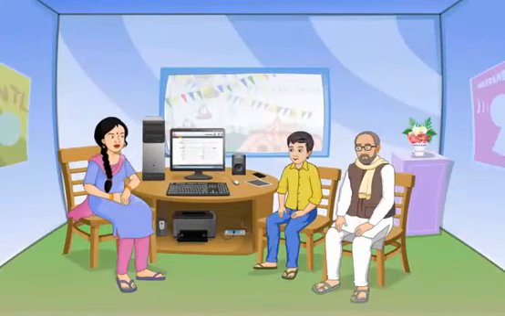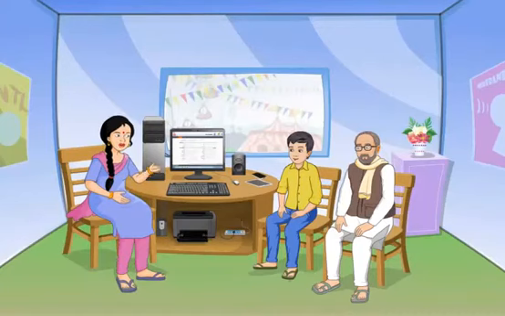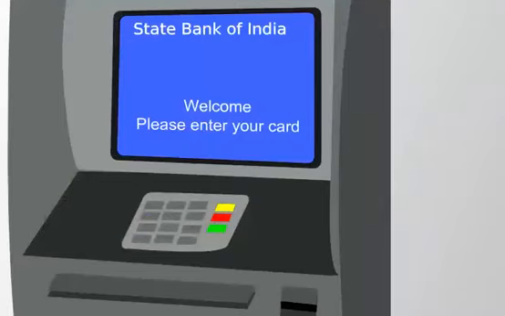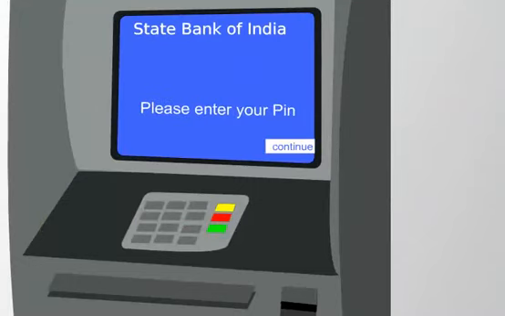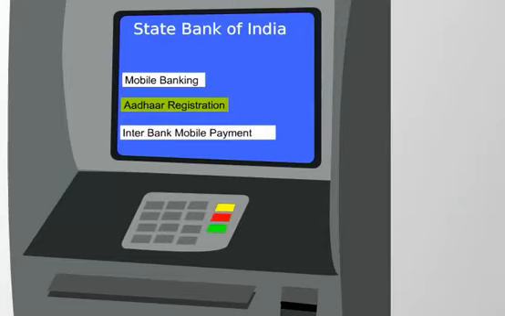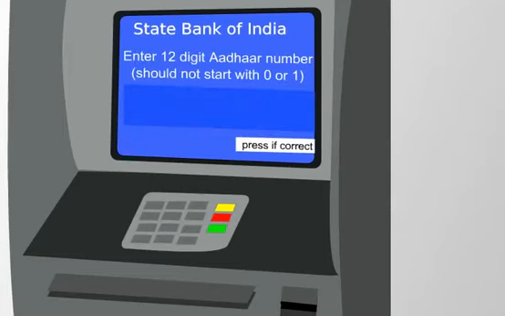You can also link your Aadhaar through your ATM channel by accessing any of your ATMs and seeding your Aadhaar with your bank account. For this, first swipe the ATM card and enter your PIN. Then, select the menu Service Registrations. Then, select Aadhaar Registration. After that, select the account type and then enter your Aadhaar number.